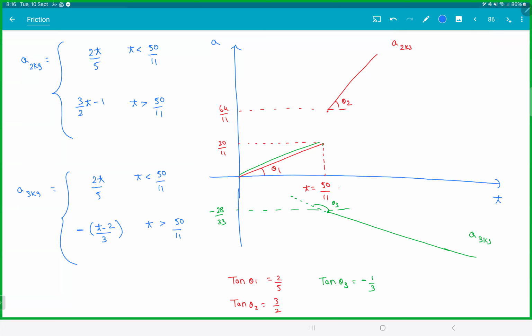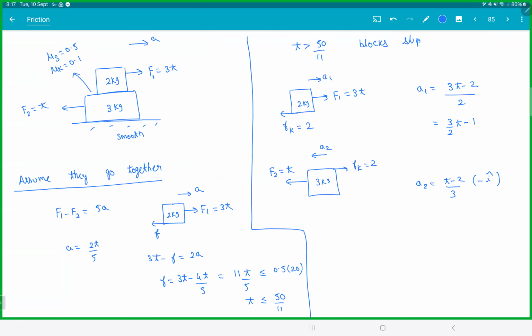That is how you handle two blocks. Any doubts on these steps, please ask me. Nothing changes, the process is the same. Assume they go together, find the F required, and then see when it slips. The moment it slips, put the kinetic friction, draw the new FBDs, and the story is the same. It just keeps repeating.